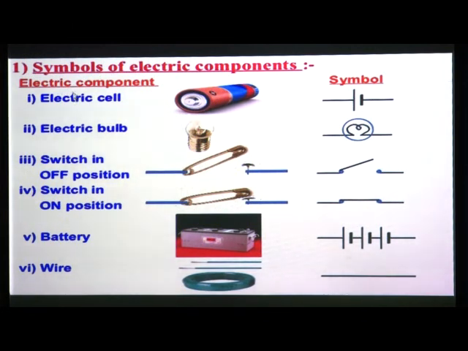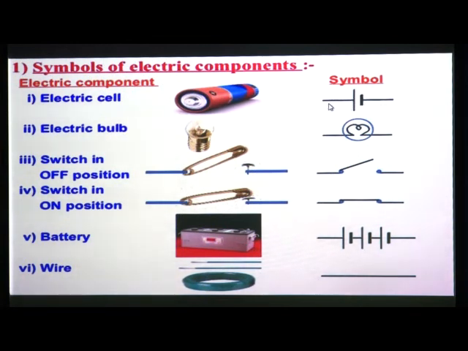First component is the electric cell. Whenever there is any object that works on electricity, sometimes it does not work without a cell, without electric current, but they have this type of cells. Here you can see the electric cell. The symbol of the electric cell is shown like this. Here you can see the first symbol, the symbol of the electric cell.